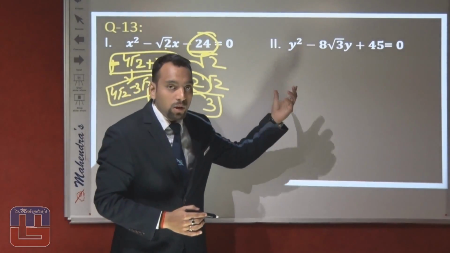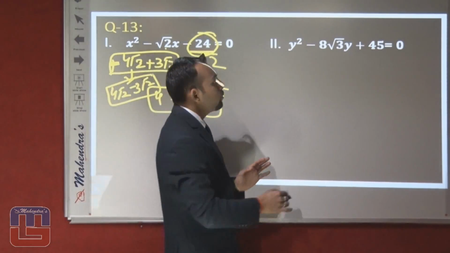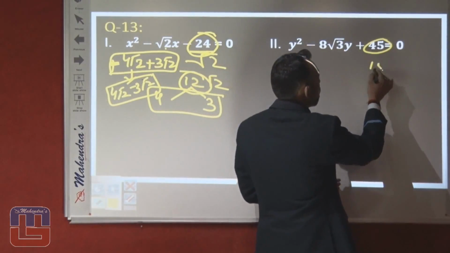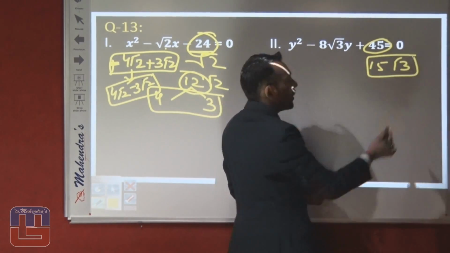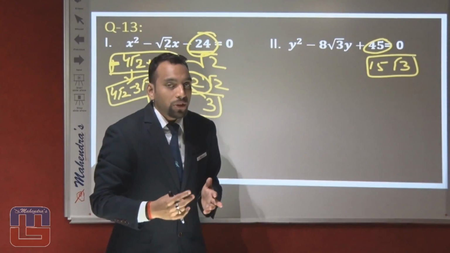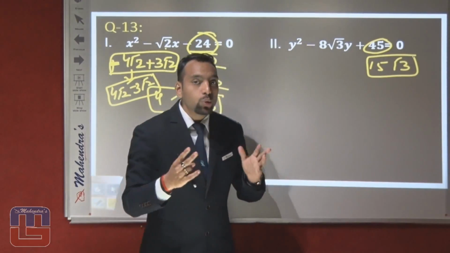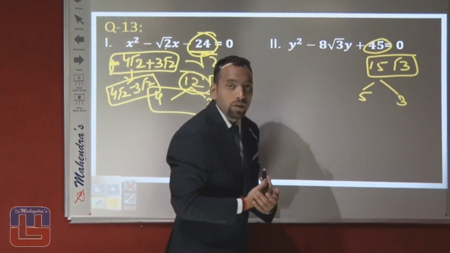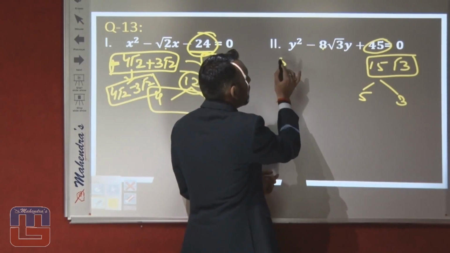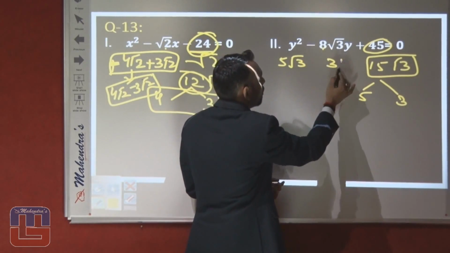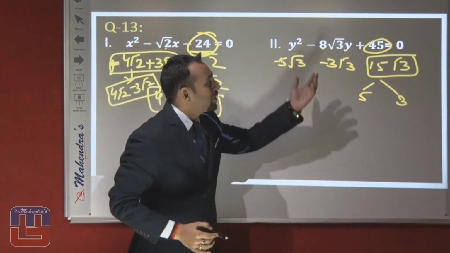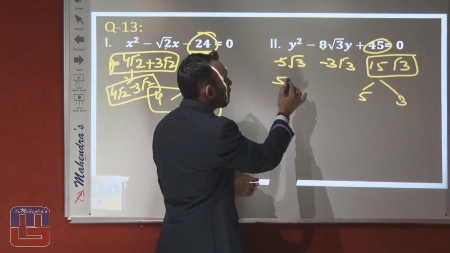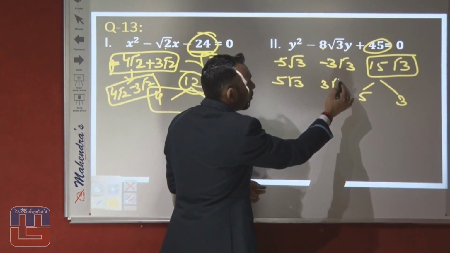Same here, we can solve for the value of y. Now see what you have to do. Divide this 45 by root 3. So here you will get 15 root 3. Now break this 15 into its nearest factors, and the factors will be 5 and 3. So the values will be 5 root 3 and 3 root 3. Both will be negative because the signs are negative and positive. So the sign will be changed, and it will become 5 root 3 and 3 root 3.